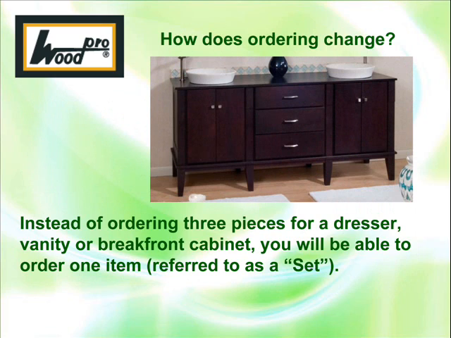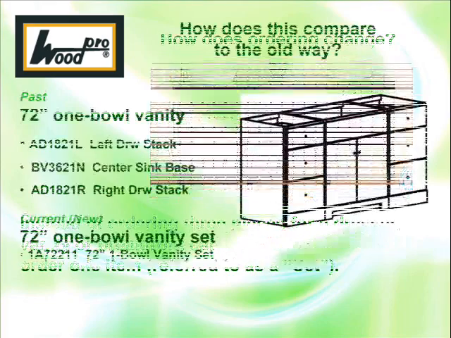You may be asking yourself, how does ordering change? Instead of ordering 3 pieces for a dresser, vanity, or break front cabinet, you will be able to order one item referred to as a set. How does this compare to the old way?